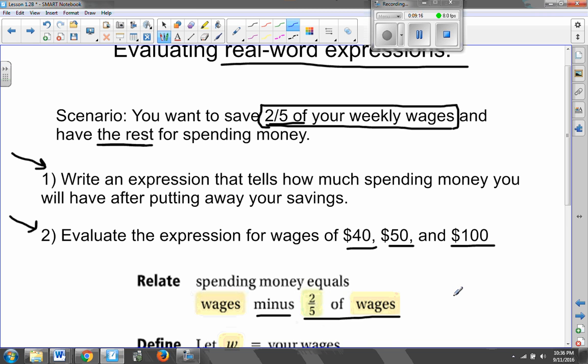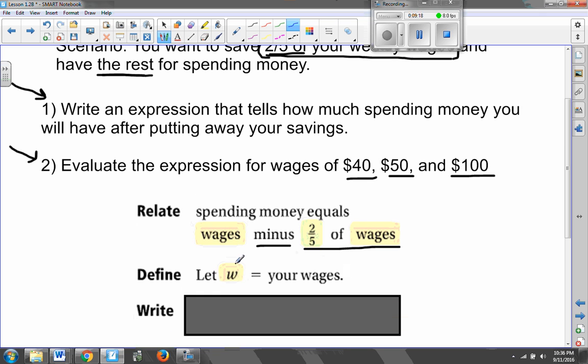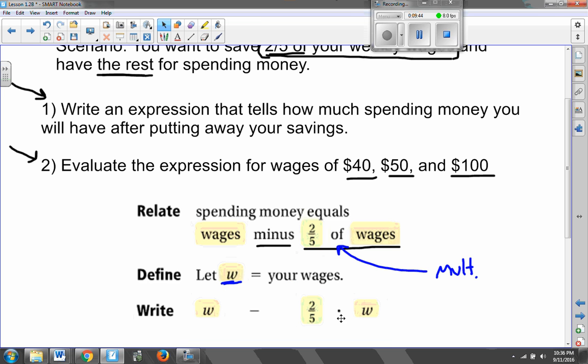So we're going to use W as a variable for wages. W means wages. And the key for us is that this word "of" right here, whenever we read "of" in a sentence or in a scenario, that always means multiply. "Of" means to multiply. So 2/5 of wages really means 2/5 times our wages, because "of" means multiply. 2/5 times wages.